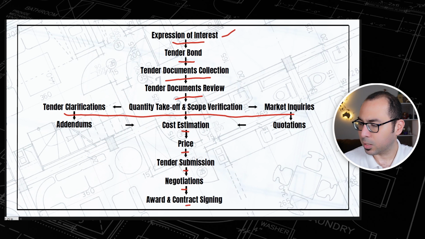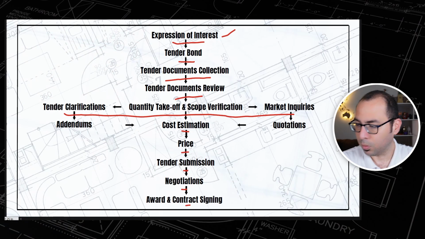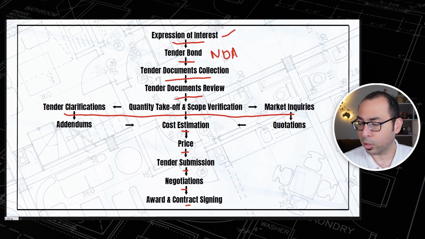If we start with the expression of interest, this will be an email or some kind of invitation that will be sent to you to express your interest to participate in this particular project or tender. And if you are interested to participate, then you will go to the next step, which is the tender bond and also NDA. So the tender bond is some kind of form of security. In case your offer is selected, you cannot back out and say, no, I will not execute the project. So that's why they will ask you for a bond or a form of security for the tender to guarantee your seriousness in executing this project if your offer is selected.